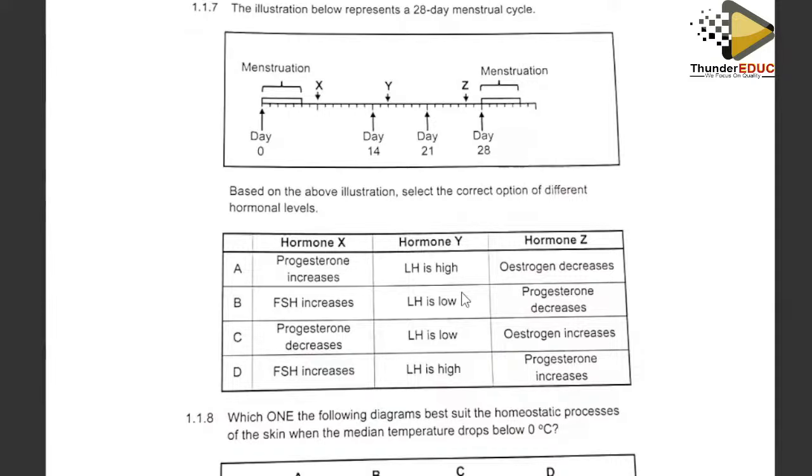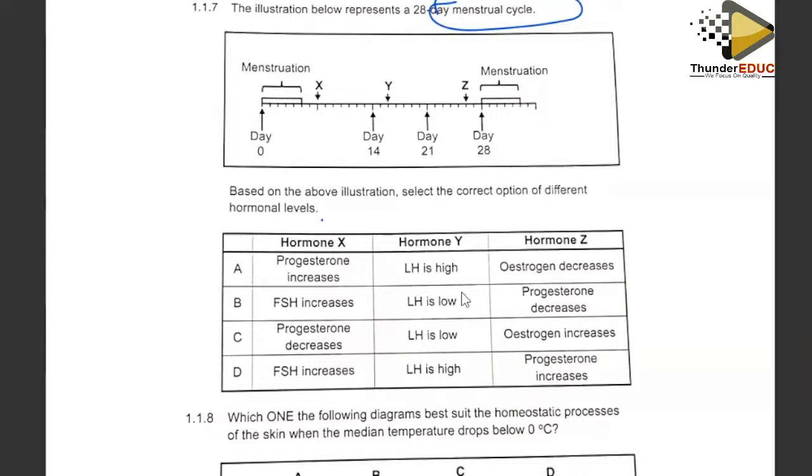The illustration below represents a 28-day menstrual cycle. Menstrual cycle, this is the most beautiful cycle. Why the most beautiful cycle? Because if the cycle was not there, you wouldn't have been produced. Anyway, we go to the first question. They're saying that based on the above illustration, select the correct option of different hormone levels.